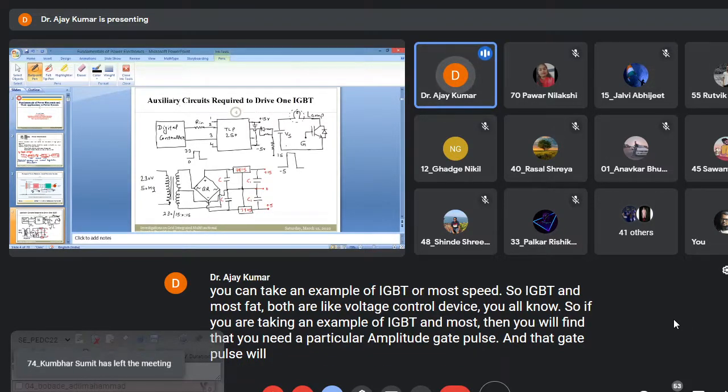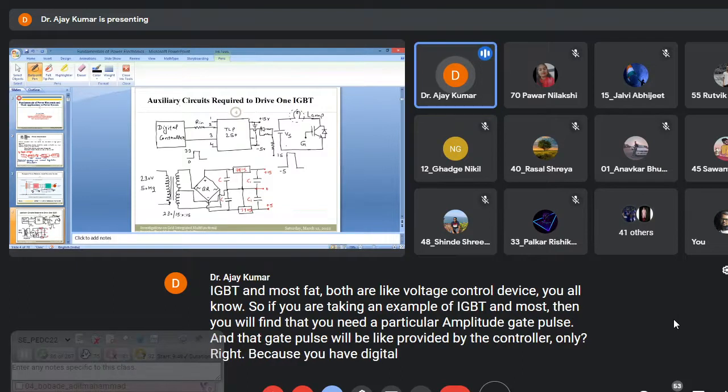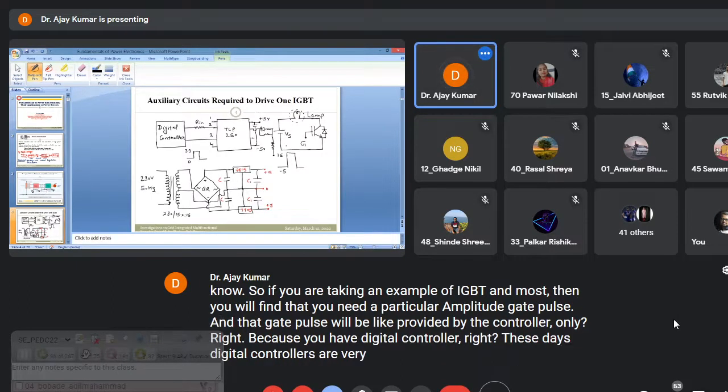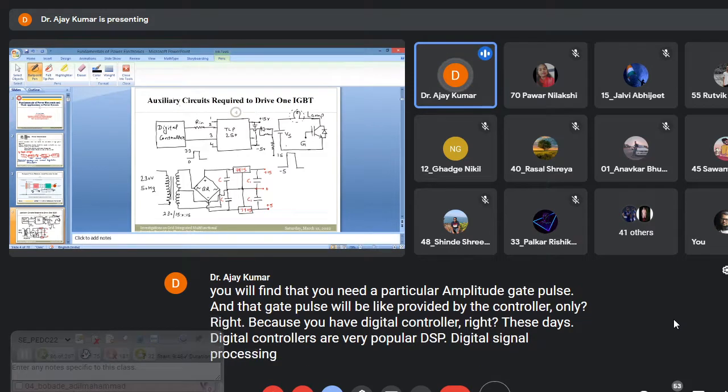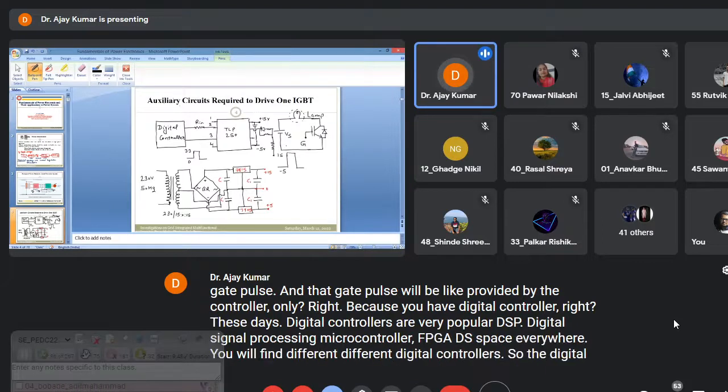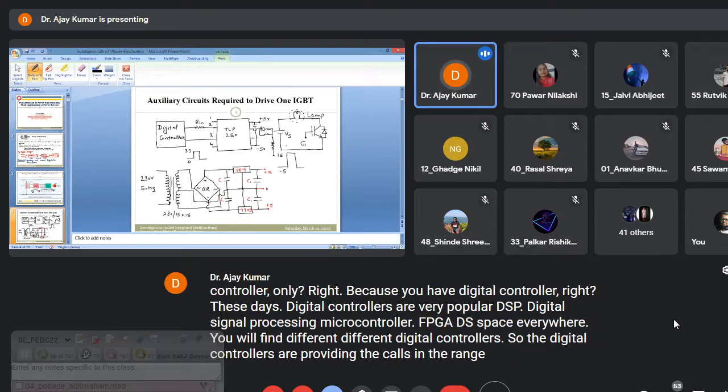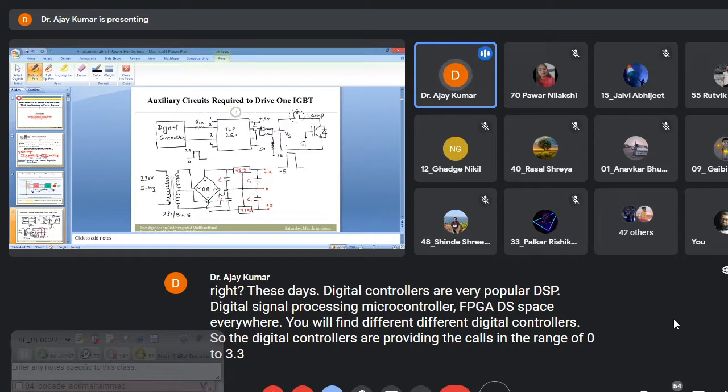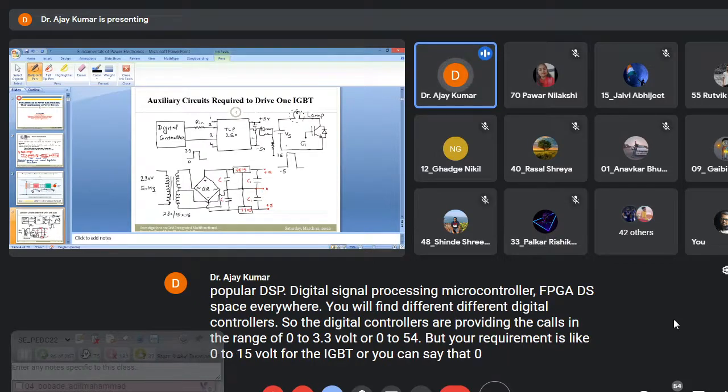Because you have a digital controller, right? These days digital controllers are very popular. DSP, digital signal processing, microcontroller, FPGA, everywhere you will find different digital controllers. So the digital controllers are providing the pulse in the range of 0 to 3.3 volt or 0 to 5 volt. But your requirement is 0 to 15 volt for the IGBT, or you can say 0 to 12 volt for the MOSFET.